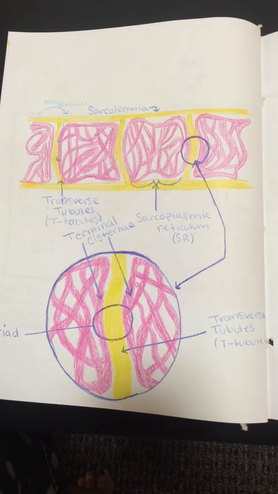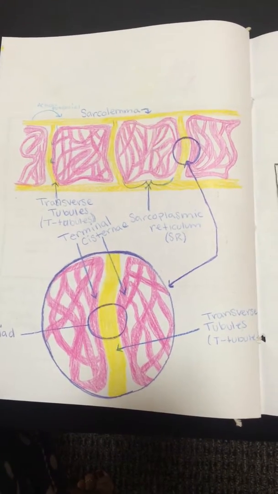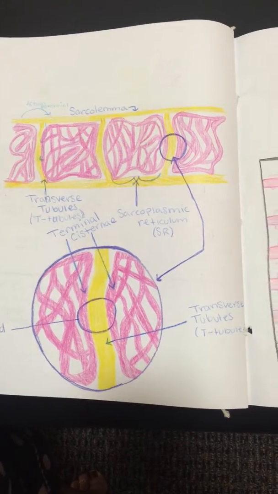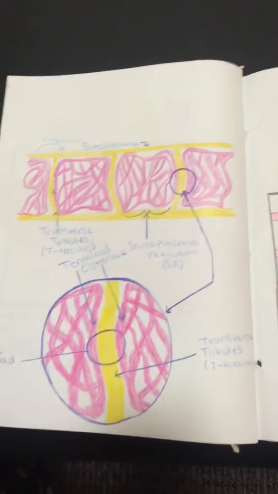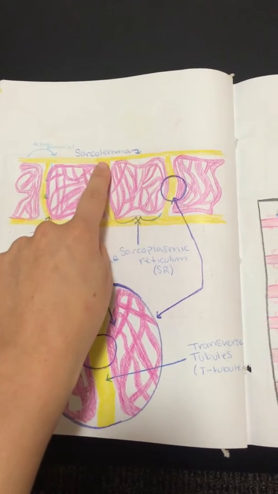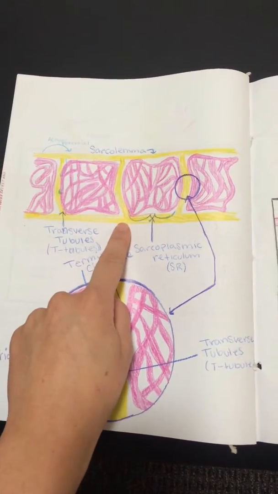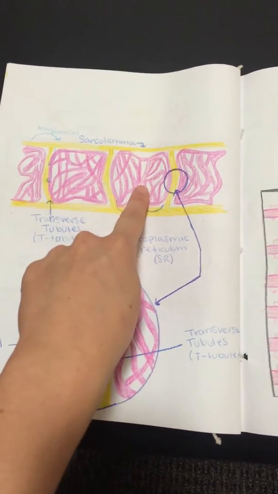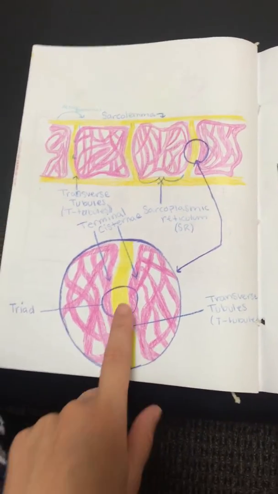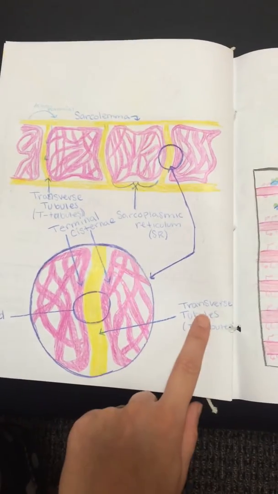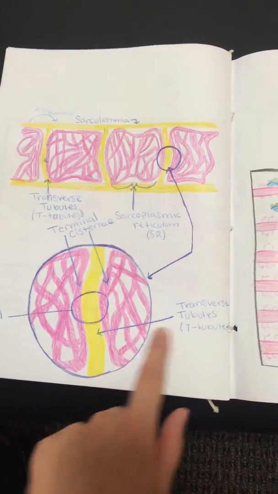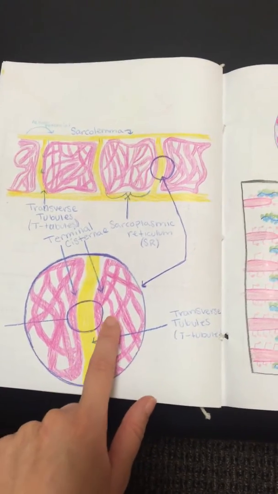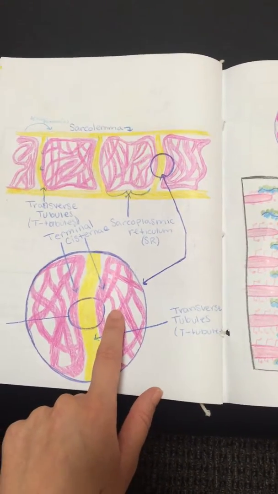That action potential travels down the transverse tubules of the sarcolemma to the triad, which is where excitation-contraction coupling occurs. Here's the sarcolemma, here are the transverse tubules. Here is the sarcoplasmic reticulum. The triad is formed by one transverse tubule and two adjacent terminal cisternae of the sarcoplasmic reticulum.